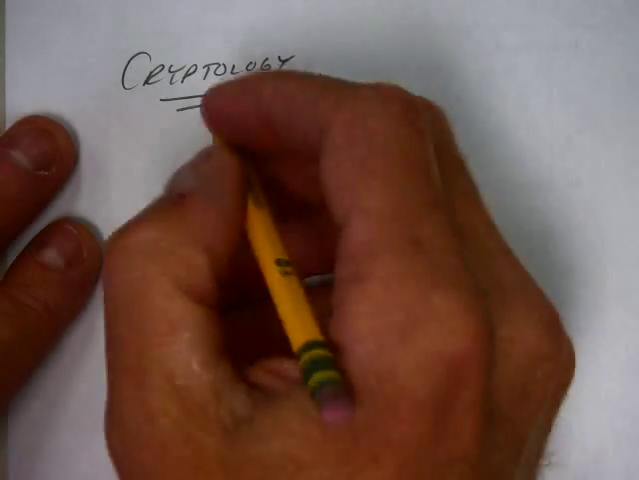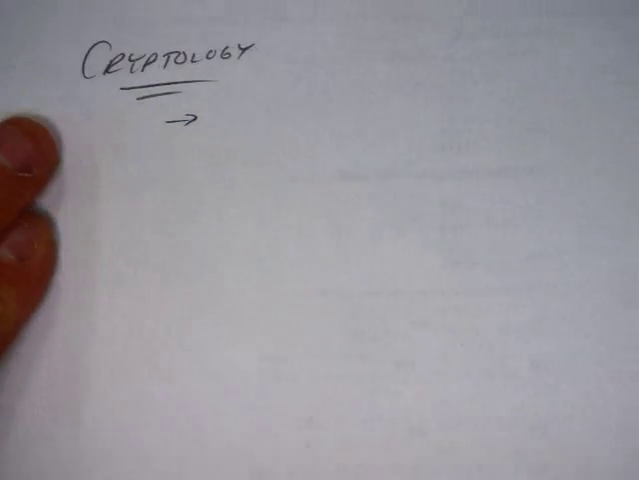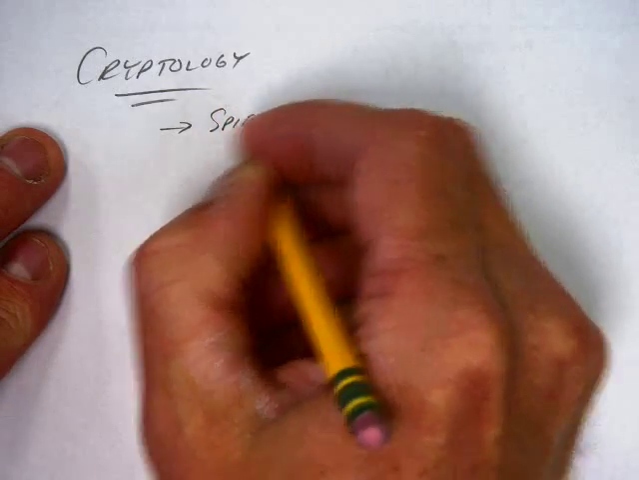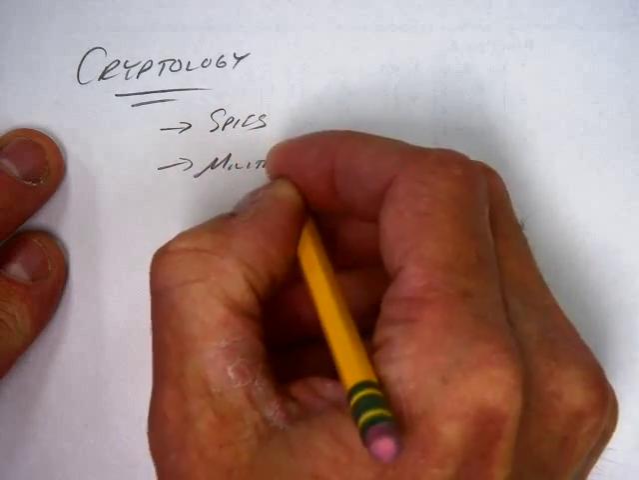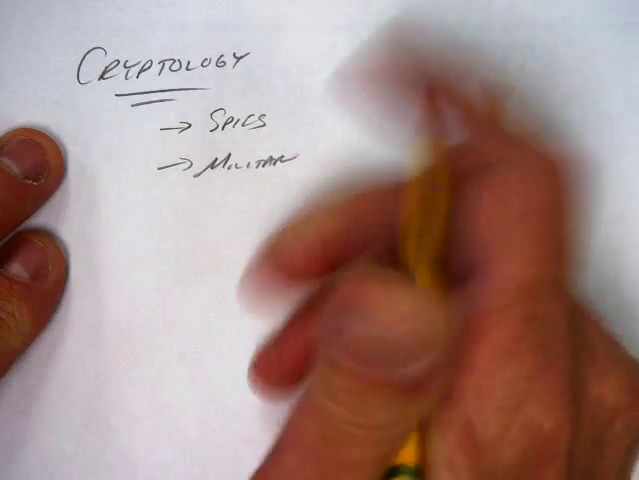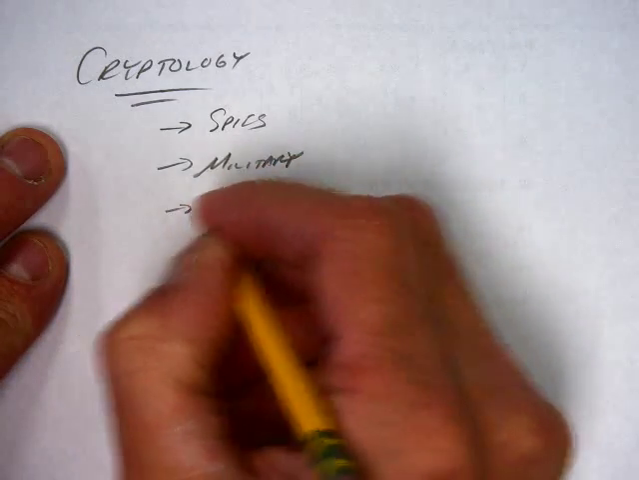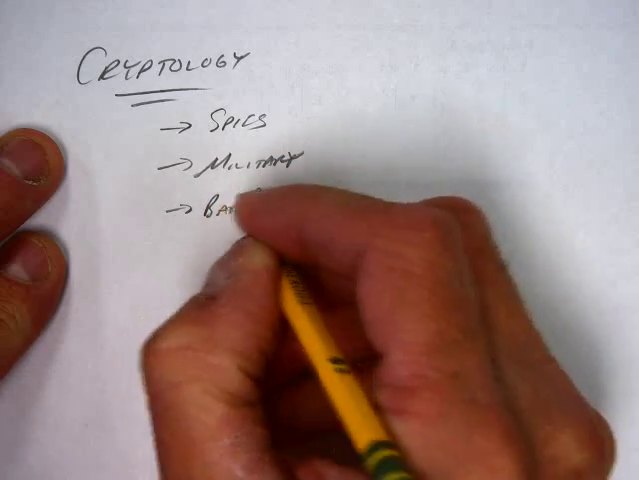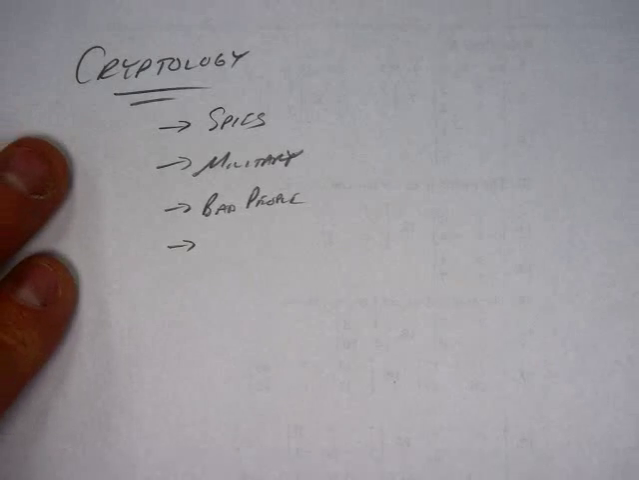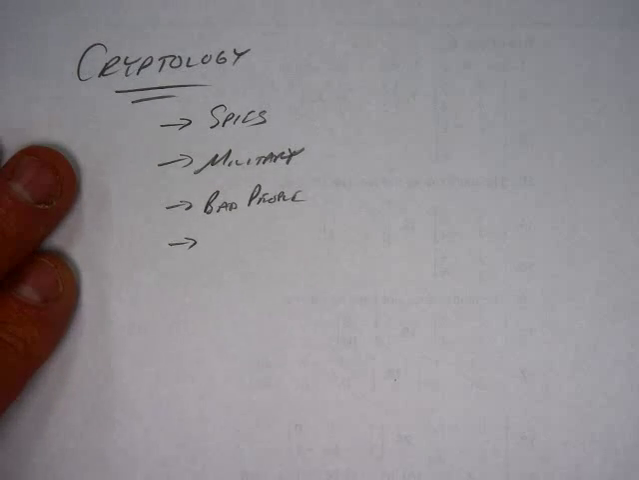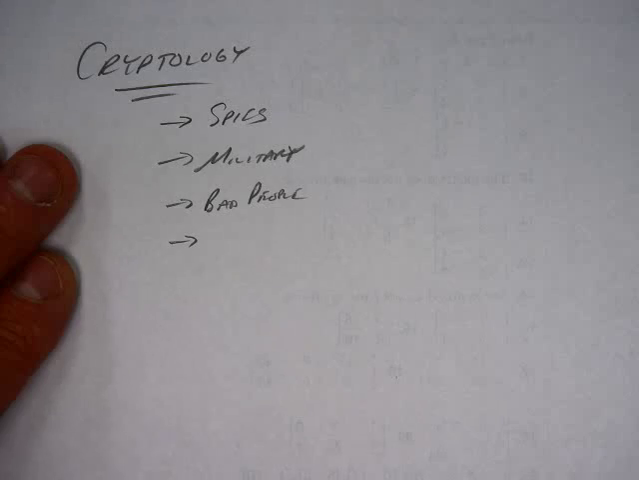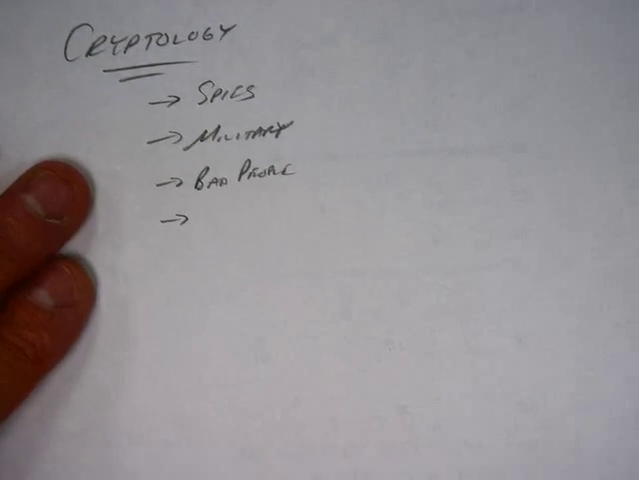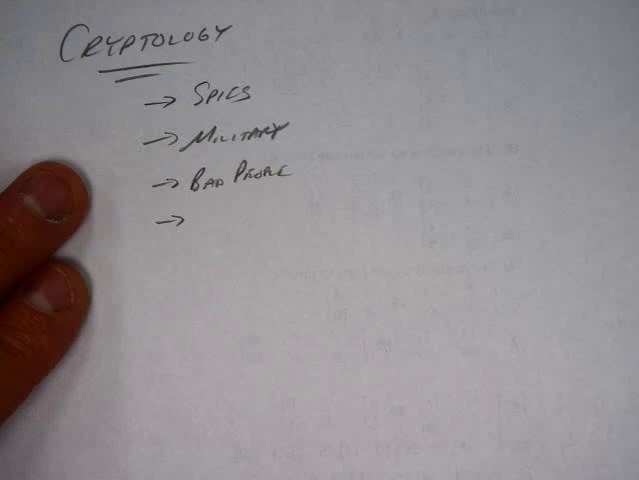So cryptology. Who would actually use cryptology? Spies. Military. Okay, so bad people. Treasure people. Do you think you've ever been involved in something that uses cryptology? Oh, you made up your own language? Okay. But one thing, cryptology is used, guys, pay attention.